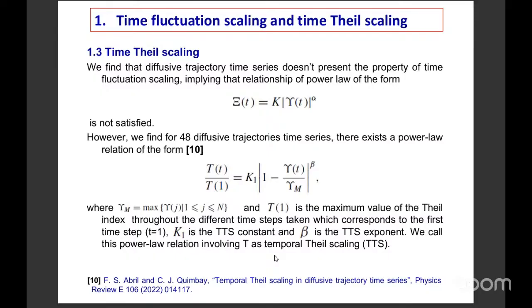You can see that this relation has the form of a second-order phase transition. Beta is the exponent of the tail temporal scaling, or the time tail scaling. We call this relation time tail scaling. And K1 is the constant of this relation.